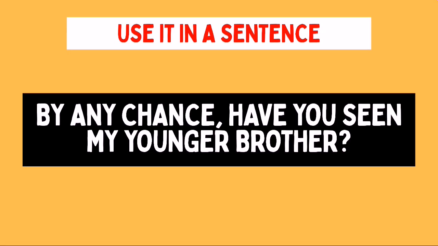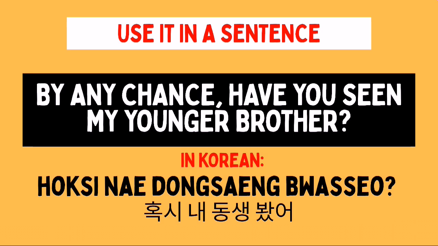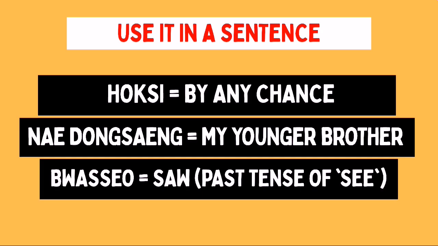Now that we have an idea about the meaning of Hoksi, let's try to look into this example sentence. It says, by any chance, have you seen my younger brother? The Korean translation of this sentence is 혹시 내 동생 보았어? The first part of the sentence is 혹시, which is our word for today, and this is used to say by any chance. The second part of the sentence is 내 동생. 내 means mine and 동생 means younger brother. So this combined would result to a phrase that means my younger brother.